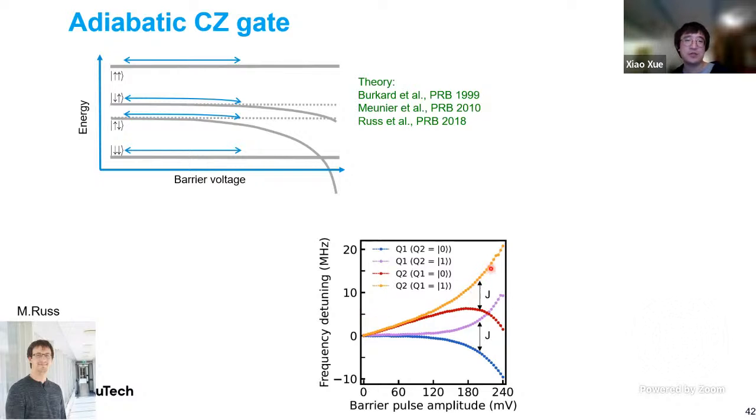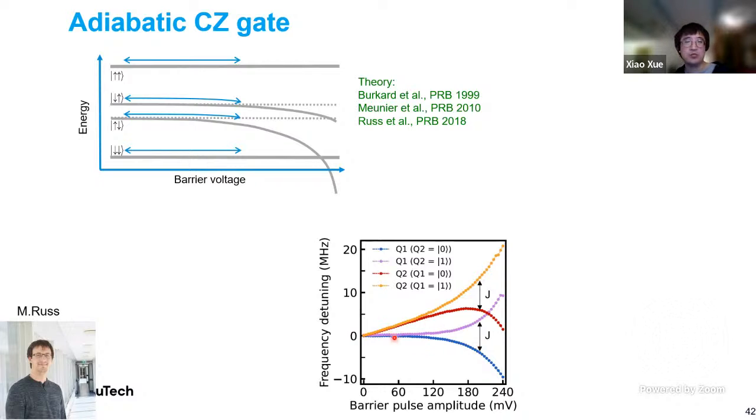We first characterize how the qubit frequency shifts as a function of your pulse amplitude, as well as a function of the state of the other qubit. So you can see these two curves. They are from qubit 2, and the split here is caused by the coupling to qubit 1, and the other two here are the other way around. It's the split of qubit 1 as a consequence of its coupling to qubit 2.